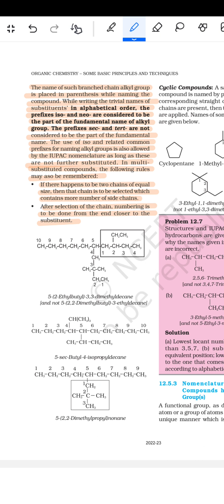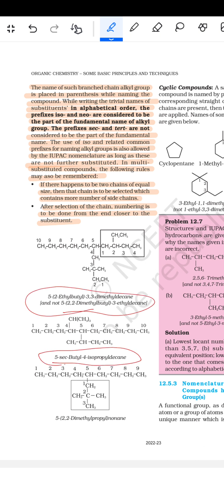तो इसका नेम हो जाएगा 5-(2-ethylbutyl)-3,3-dimethyl decane and not 5-(2,2-diethylbutyl)-3-ethyl decane. उसका हो जाएगा 5-sec-butyl-4-isopropyl decane और इसका हो जाएगा 5-(2,2-dimethylpropyl) nonane.